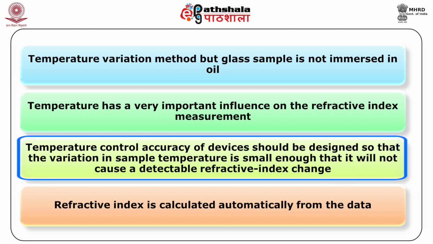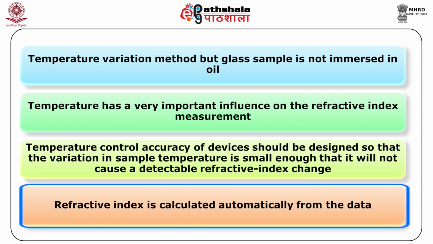There are several subtly different designs for controlling the temperature, but there are some key factors common to all, such as high precision temperature sensors and Peltier devices to control the temperature of the sample and the prism. The temperature control accuracy of these devices should be designed so that the variation in sample temperature is small enough that it will not cause a detectable refractive index change. The refractive index is calculated automatically from the data.